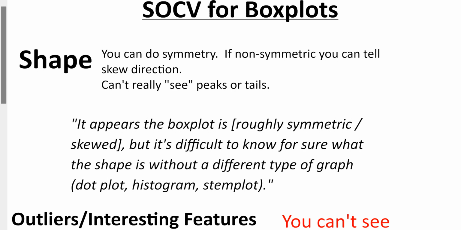you can do symmetry. You can tell if it's non-symmetric. You can clearly tell if it's skewed one way or the other. Everything else is going to be symmetric. You can't really see peaks or tails. So you might say something like it appears the box plot is roughly symmetric or skewed. You can say symmetric. We don't know if it's normal or uniform, bimodal, whatever. But we do know if it's skewed. Well, you can also say it's difficult to know for sure what the shape is without a different graph.